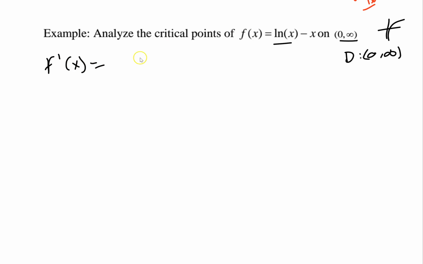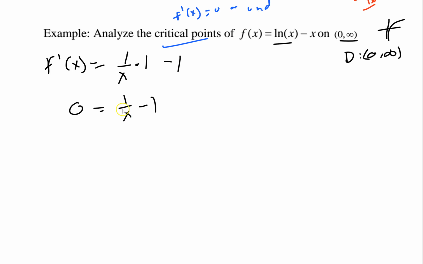So take the derivative, set it equal to 0 or undefined, and find my critical points. The derivative of natural log is flip it, times the derivative of the inside, and the derivative of that is negative 1. So now I'm going to set it equal to 0. Before I start, keep in mind that critical points are where the derivative equals 0 or is undefined.